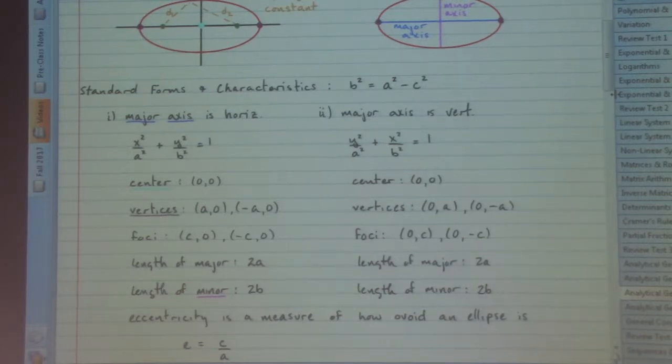Looking at that right-hand column of information, when the ellipse has a major axis that's vertical, notice that all of those characteristics have had a switcheroo when appropriate. The center, though it's hard to tell, has had a switcheroo. The vertices and the foci have had switcheroos. The length of the major and the length of the minor axis did not need to be switcherooed. Those are lengths, so no real huge issue there.